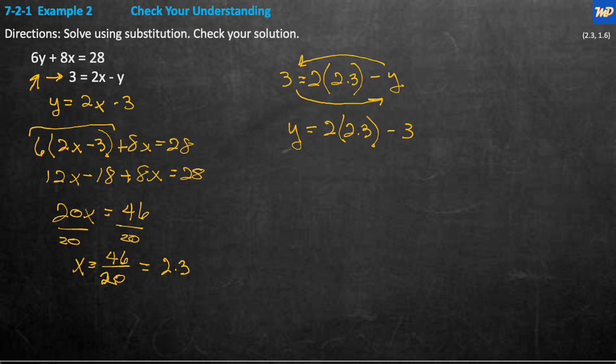We can do this multiplication right now. We're going to get y is equal to 2 times 2.3, so that's 4.6, minus 3. And y is going to be equal to 1.6. 4.6 minus 3 is 1.6. So now we have our values. We have x equals 2.3 and y is equal to 1.6. That's our ordered pair for the solution to those two equations. And it says to check. So let's just pick one. I'm going to pick the bottom one. So I'll check.